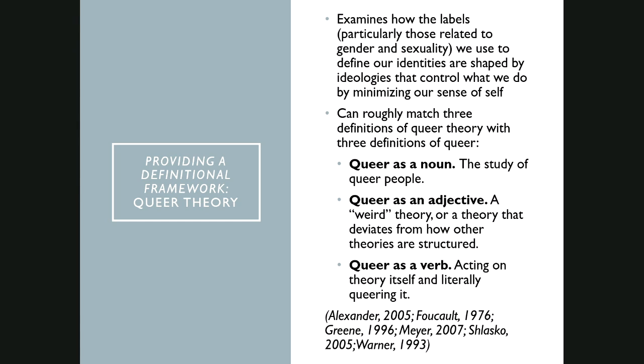So we're moving from thinking about how to define queer to how we can take those definitions and think about them within our classrooms and within academic contexts. And this is through the lens of queer theory. Queer theory tends to examine how the labels that we use to describe ourselves, particularly in this context those related to gender and sexuality, are shaped by ideologies that control what we do by minimizing our sense of self.